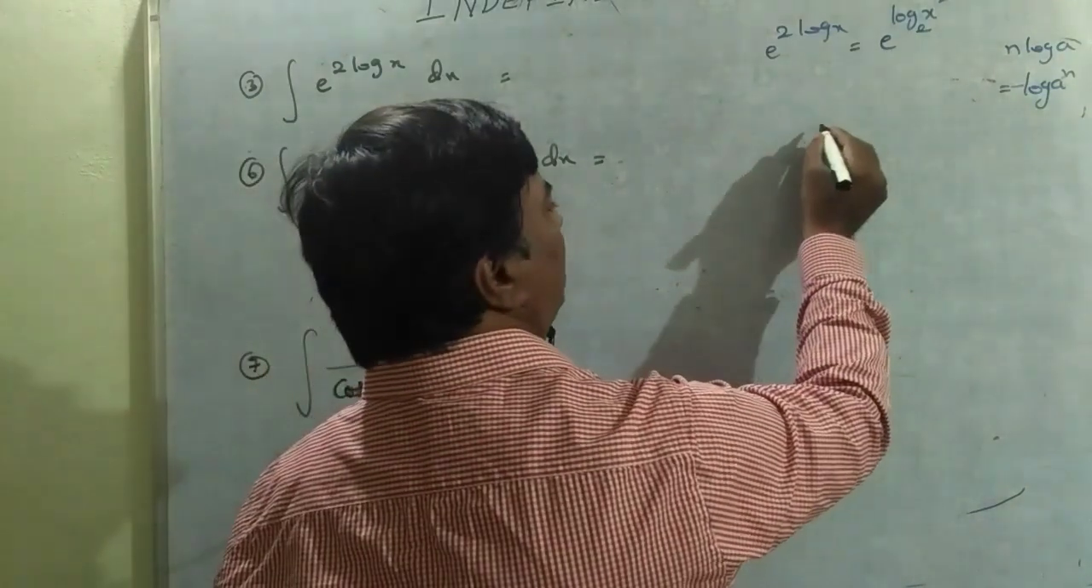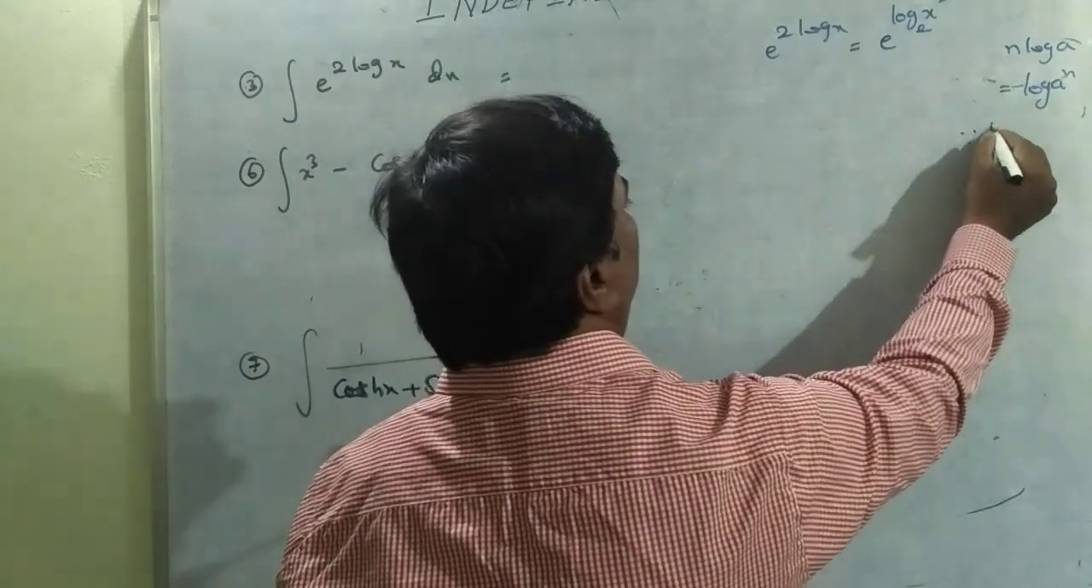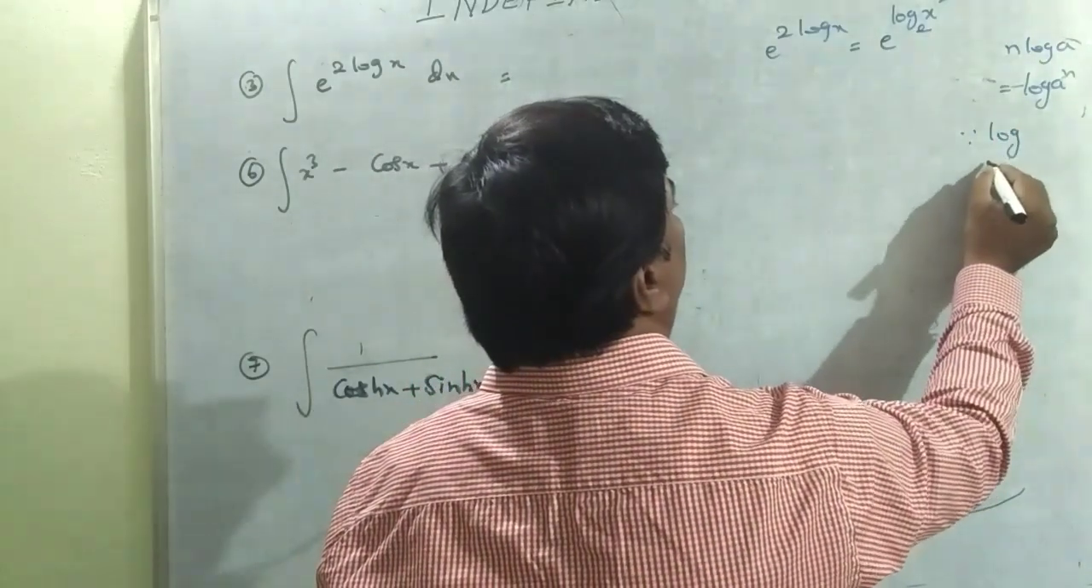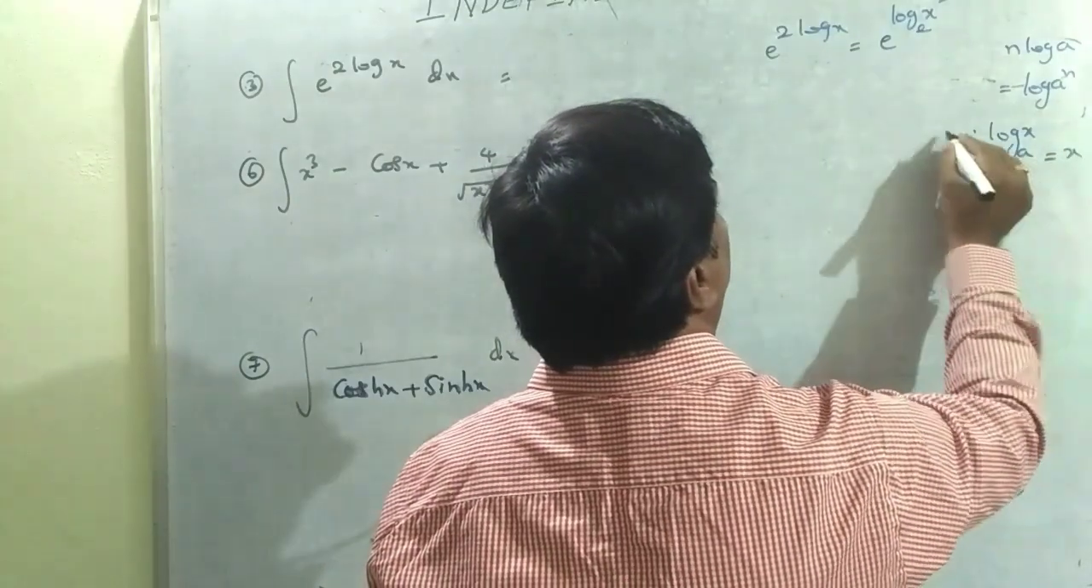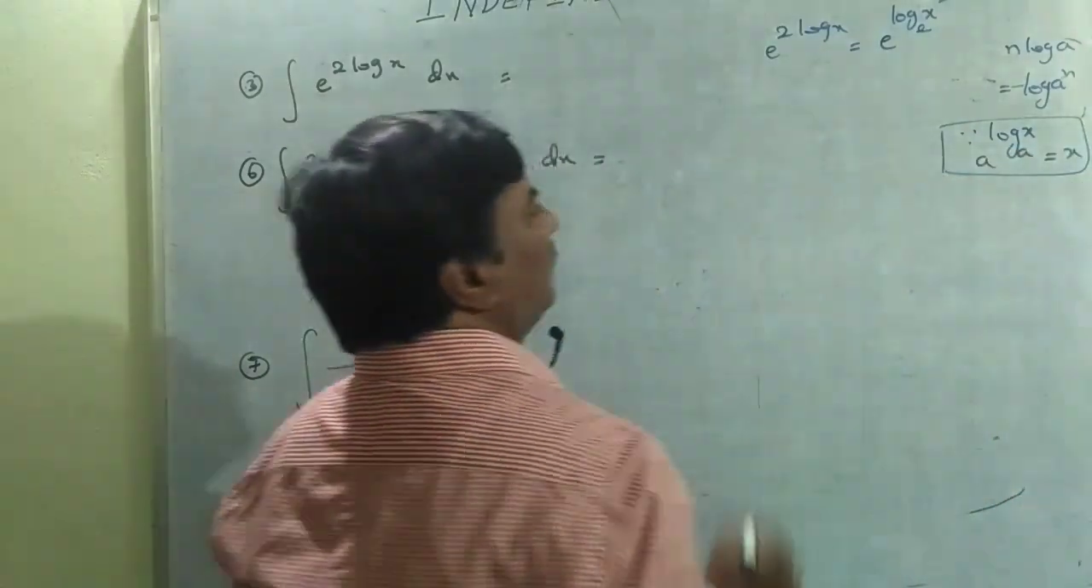Now we can proceed using one more formula: a to the power of log x to the base a is equal to x.